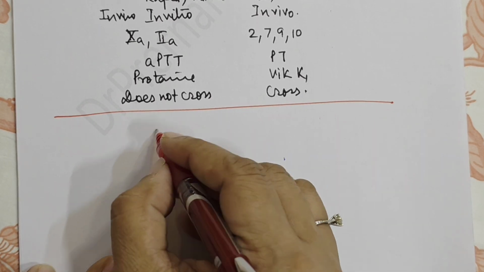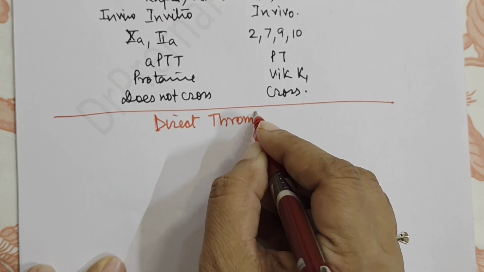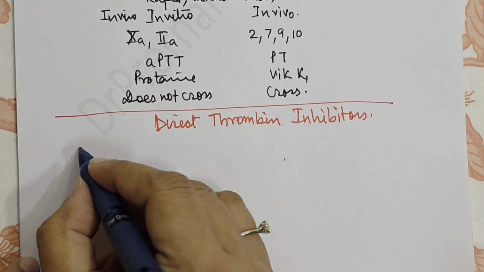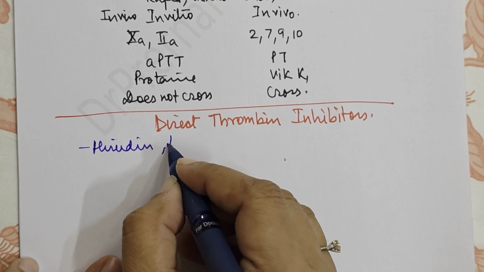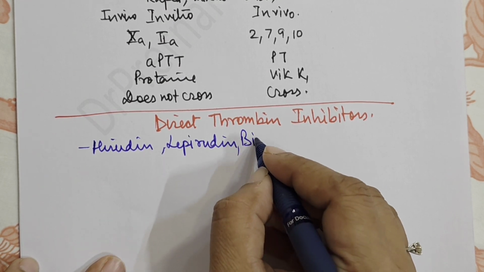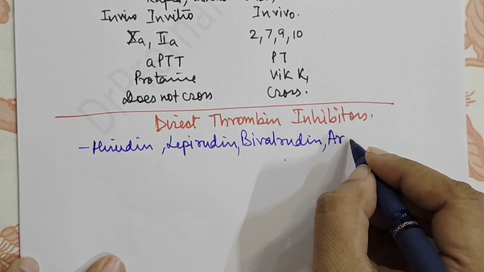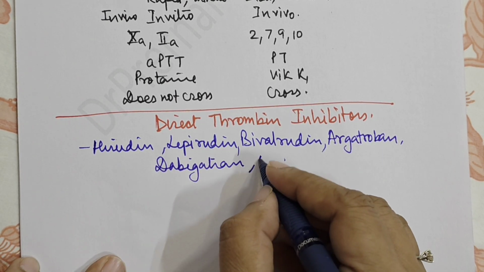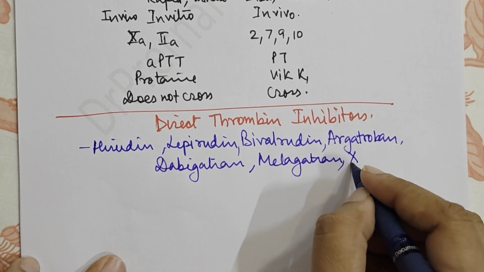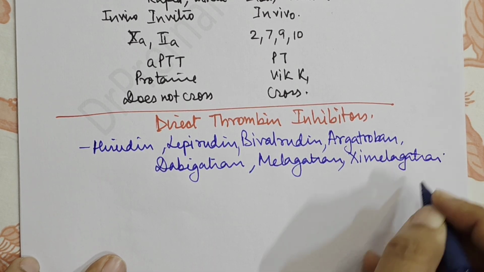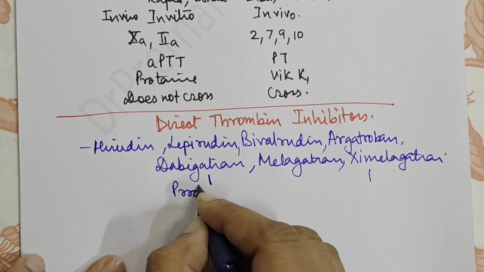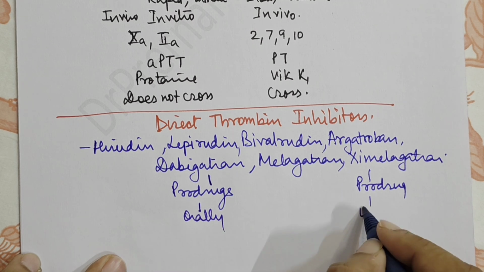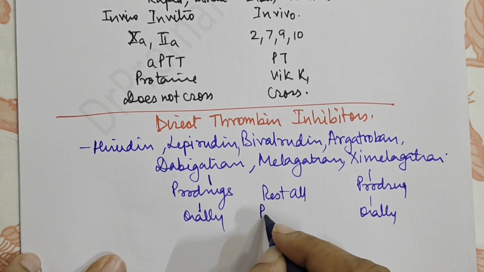Now let's come to the next category, that is direct thrombin inhibitors. The drugs which we have here are hirudin, lepirudin, bivalirudin, argatroban, then dabigatran, melagatran and ximelagatran. Now dabigatran and ximelagatran, I have told you earlier also, are prodrugs and they are activated to their active metabolites. These are given orally, right? And the rest are all given parenterally.